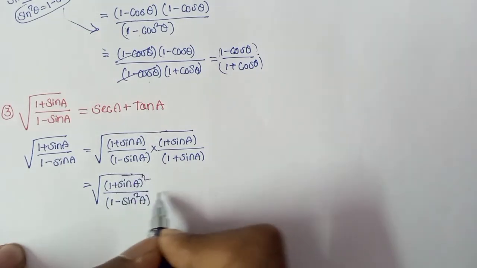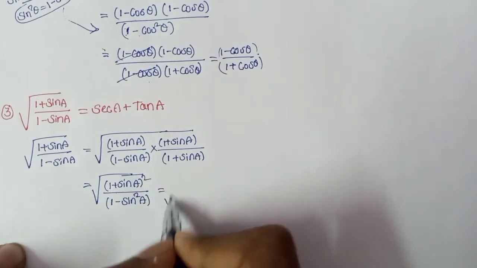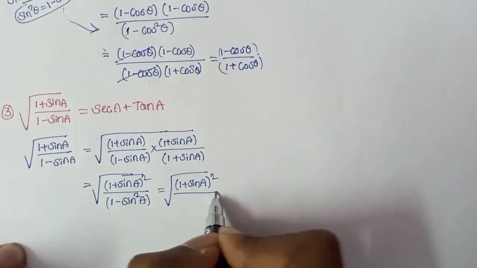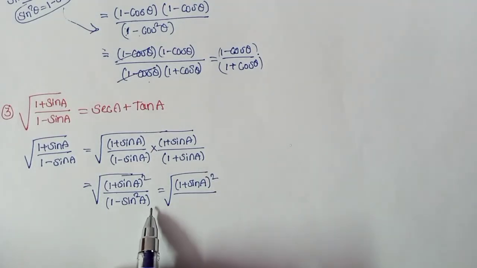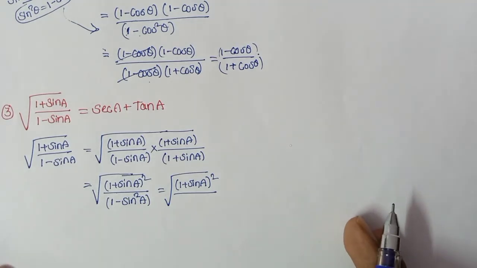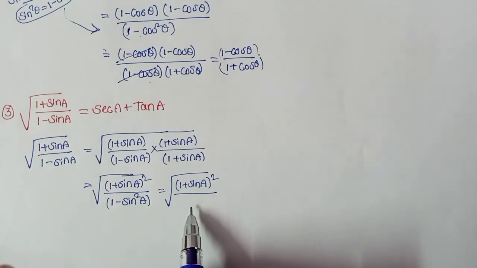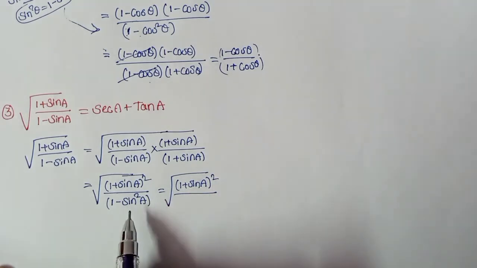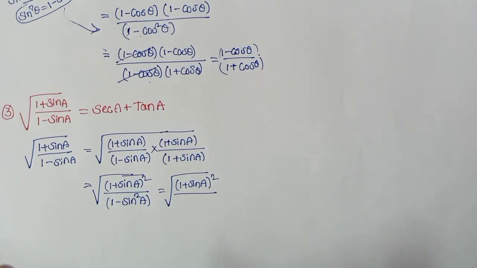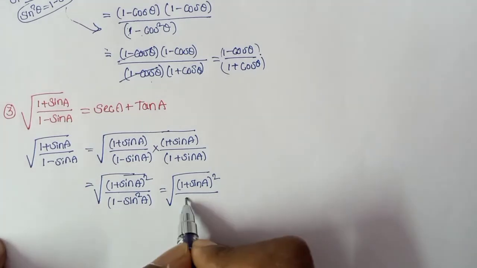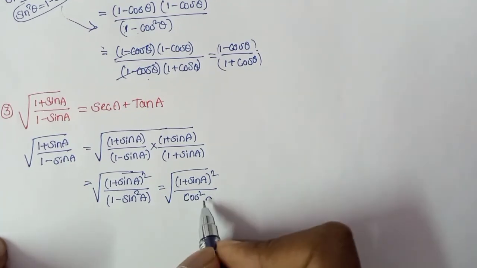This is what you get, which is equal to 1 plus sin a whole square divided by 1 minus sin square theta. I think you know this. 1 minus sin square theta is directly cos square theta, because sin square theta plus cos square theta is equal to 1. If you bring the sin square theta term to the other side, cos square theta is equal to 1 minus sin square theta. I think you understand it. So 1 minus sin square a is equal to cos square a.